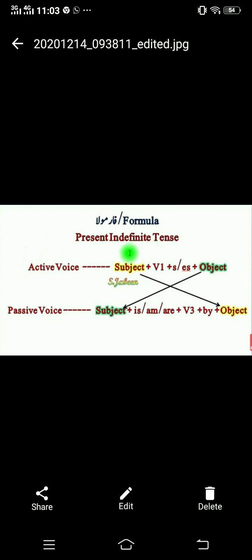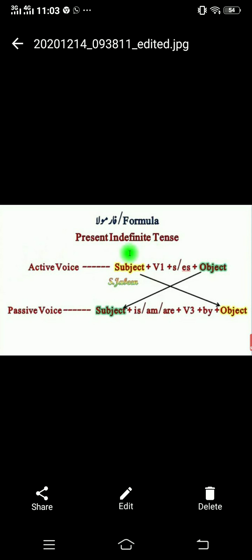So students, here you can see the helping verbs used in present indefinite passive voice. Is will be used with singulars like he, she, it. Are we will use with we, you, they, and plurals, and am with I. The formula structure is mentioned here: present indefinite tense, active voice: subject, first form of verb with s or es, plus object. And in passive voice, keep in your mind, the object will be shifted to subject.